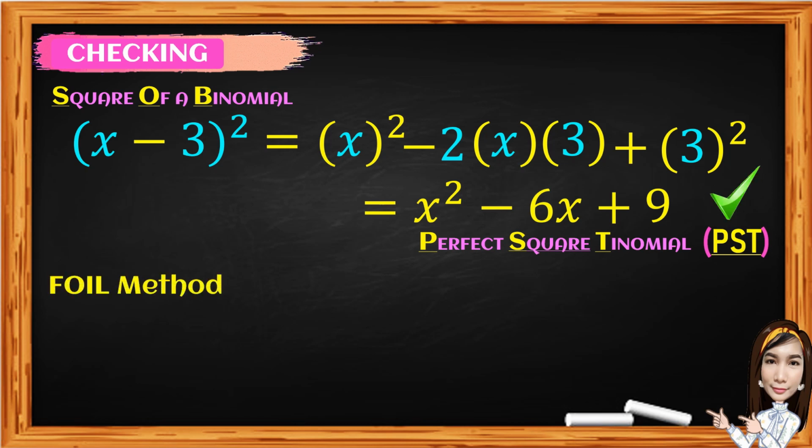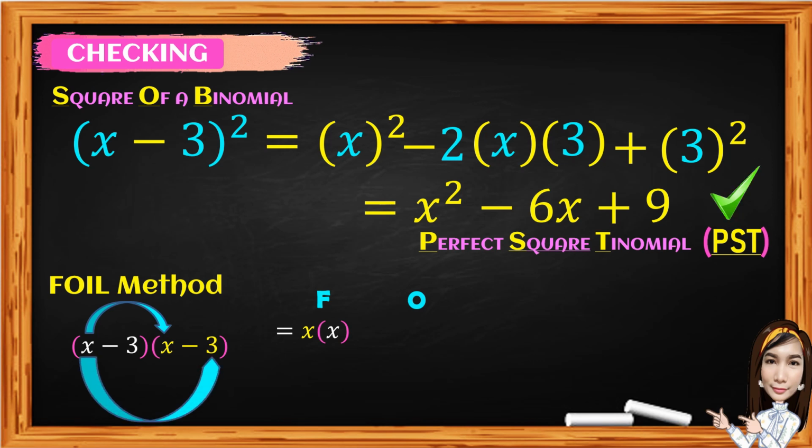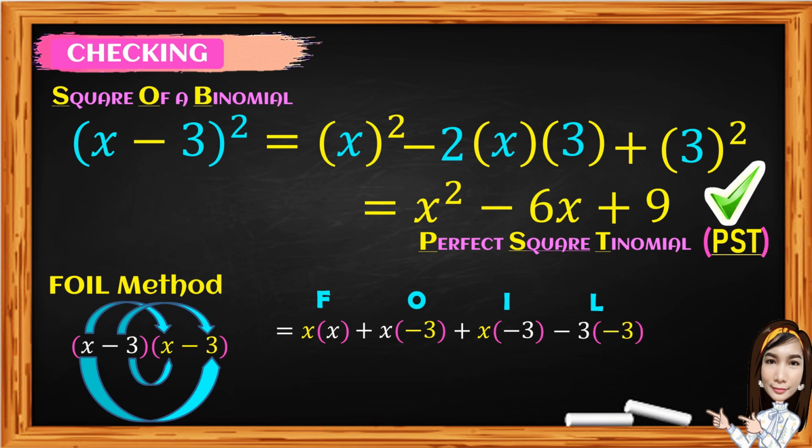Another way is using FOIL method. So write it in the expanded form. We have the quantity of x minus 3 times the quantity of x minus 3. So multiply the first terms, we have x times x. Multiply the outer terms, we have x times negative 3. Multiply the inner terms, we have x times negative 3. And multiply the last terms, we have negative 3 times negative 3.